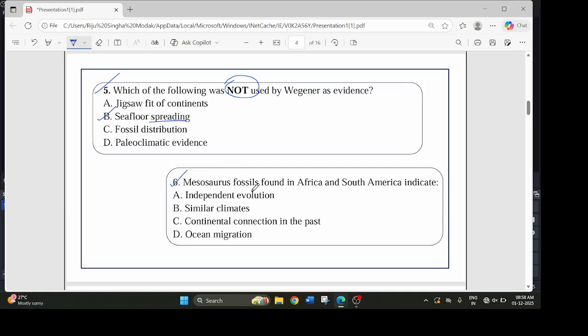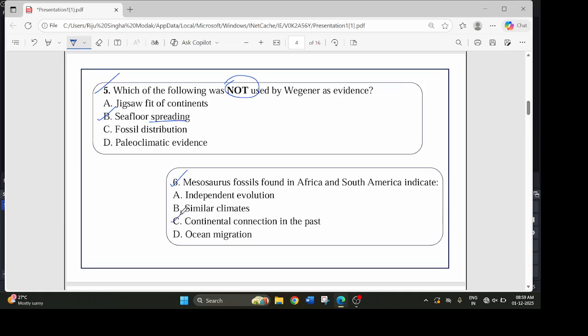Question number 6: the Mesosaurus fossils found in Africa and South America indicate independent evolution, similar climate, continental connection in the past, or ocean migration. So here the correct answer is the continental connection in the past.